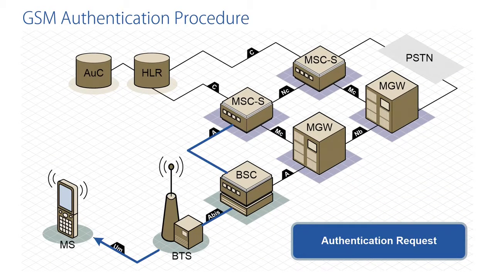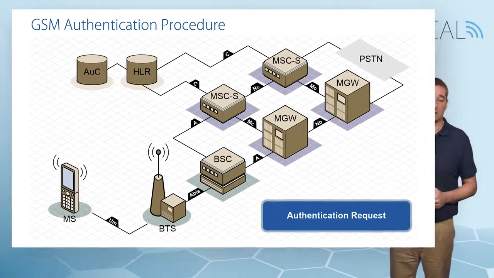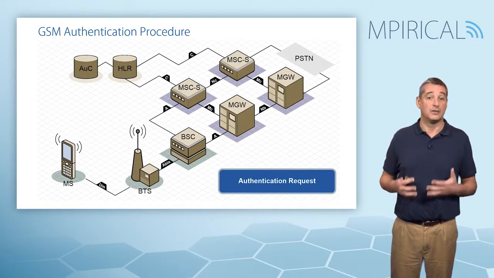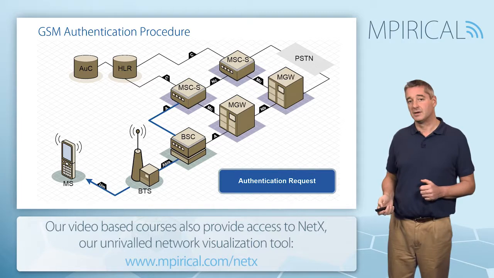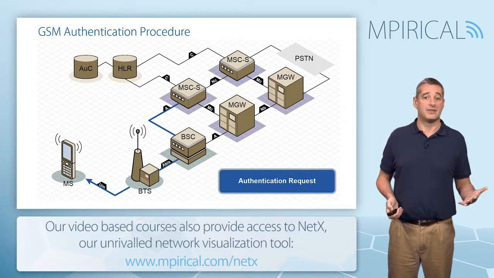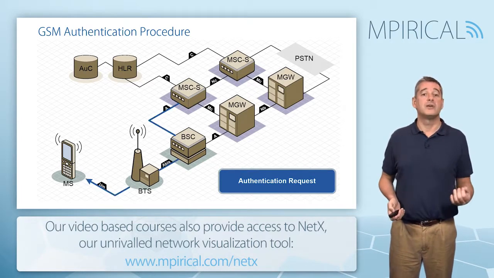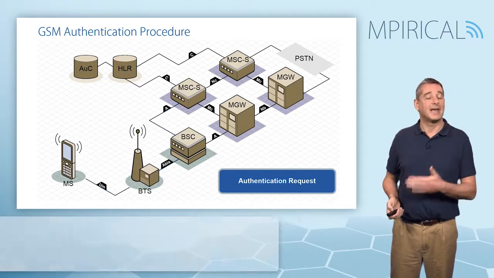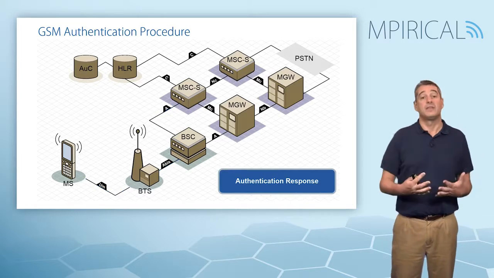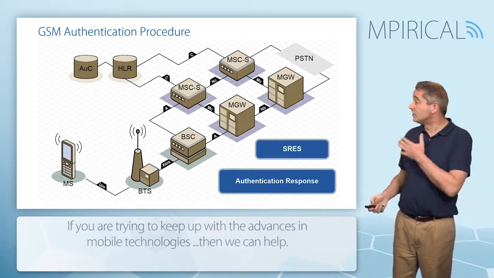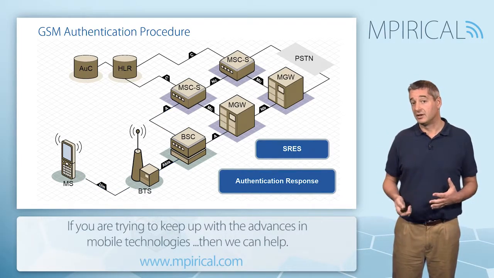So, upon arriving down at the mobile, the random number will be fed into the SIM card and onto the A3 and A8 algorithms, along with KI, the authentication key, which is specific to this subscriber. The result of feeding into the A3 and A8 algorithms was the generation of the SRES and KC values. And the mobile then will return with the authentication response message, which includes the SRES.